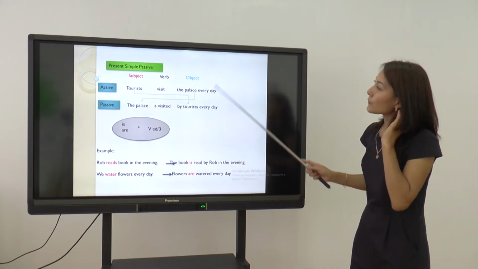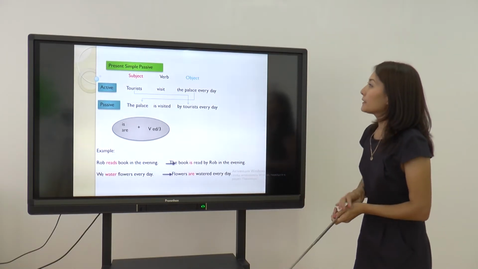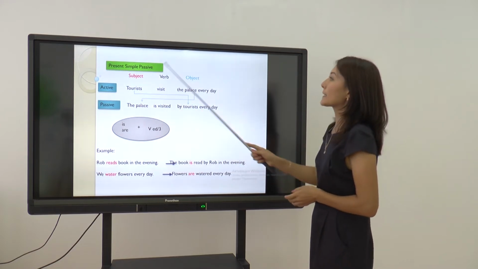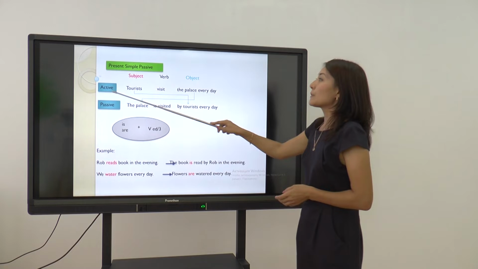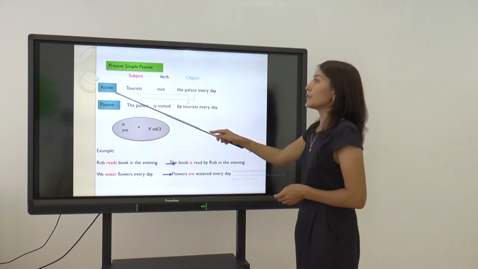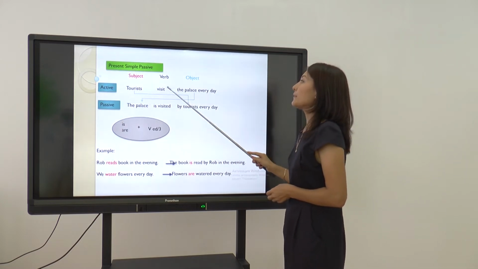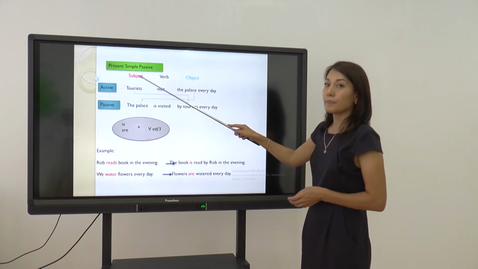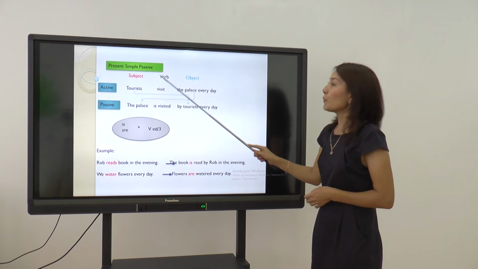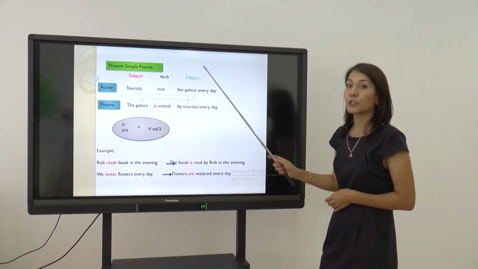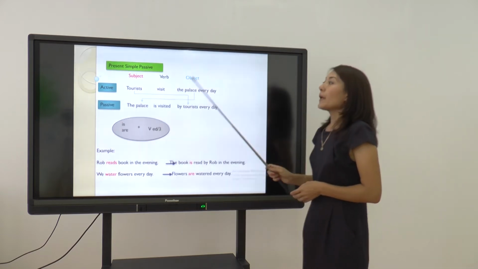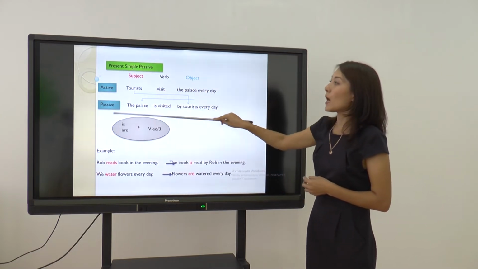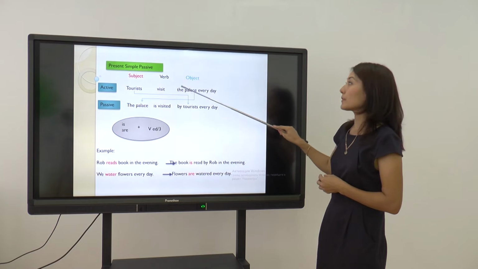Okay, let's look through the diagram. Yes, let's look through its forms. How do we form present simple passive? First, pay attention please to the first sentence. It is active. Tourists visit the palace every day. The word tourists is the subject here, visit is the verb, and the palace is an object. Okay, good. When we want to change active into passive, we should start our passive sentence from the object.